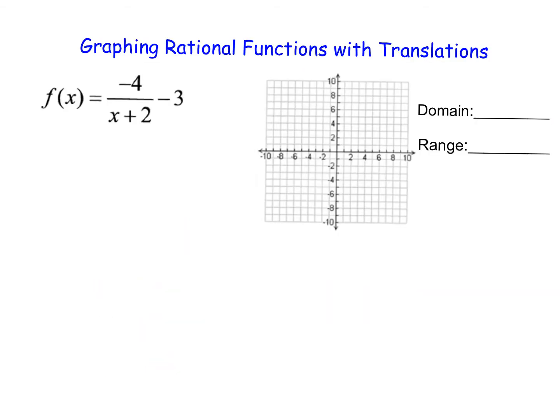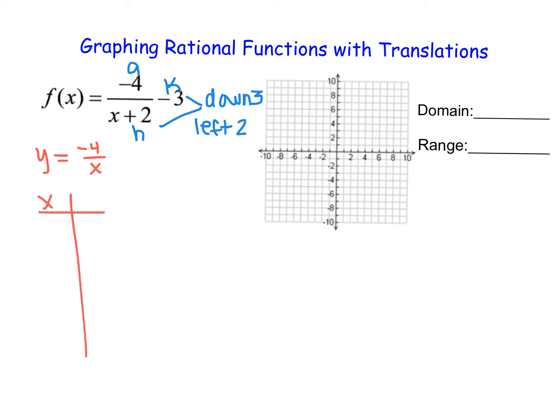So let's jump in and look at our first example here. We have an a value of -4, an h value of 2, and a k value of -3. So what I expect to see with k is this graph and its asymptotes move down 3, and with h, because it's positive, I expect to see it move left, in the negative direction, 2. To start, I'm going to take a look at just the function with your a value, which is -4. So we have y equals -4 over x, and we're going to start with that simpler function and then translate it to where we need it to be.